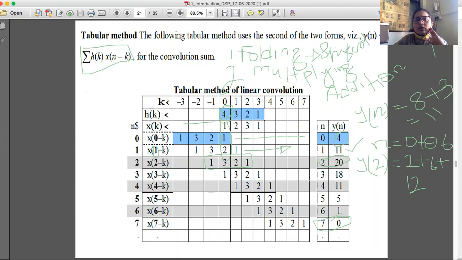Now what I am doing, I'm going to substitute values of n subsequently so that I can find out the output y of n. So if I am substituting n equal to 0, what am I getting here? h of k multiplied by x of minus k. x of minus k represents that the sequence is folded.